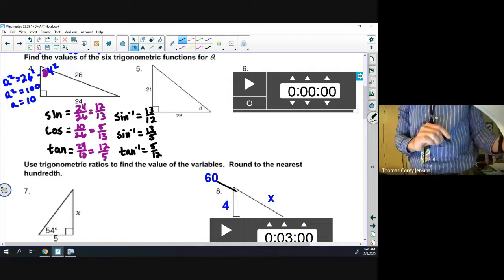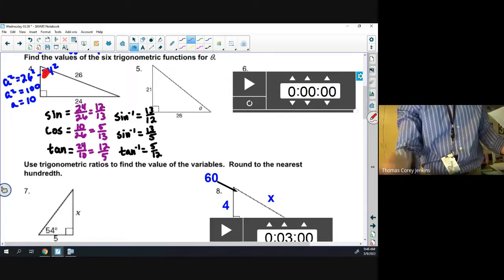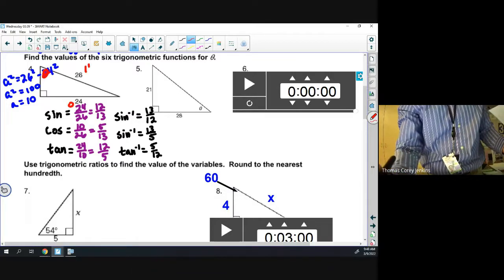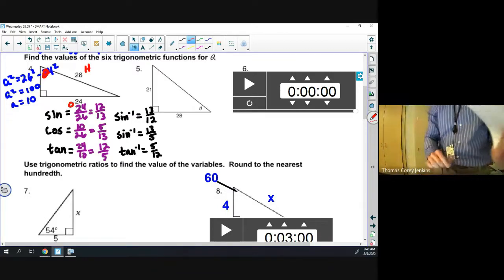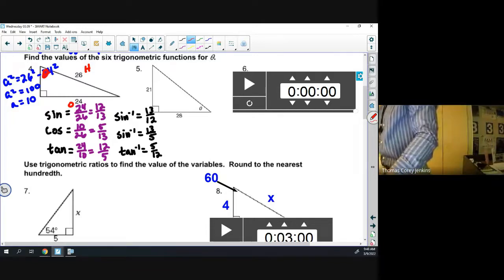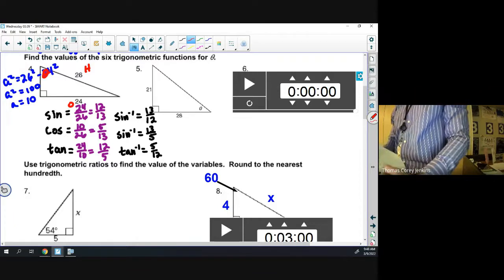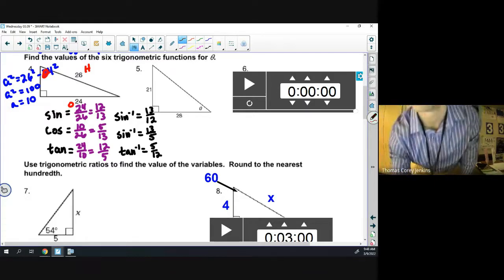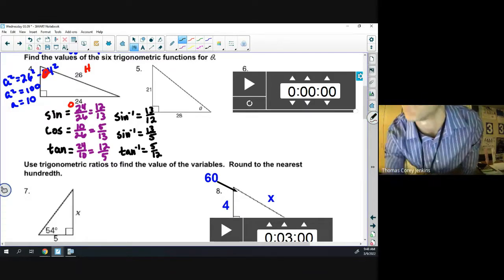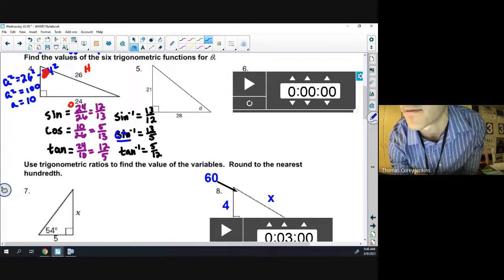No, it is 24 over 26, because this is theta up here, and we do opposite over hypotenuse. Okay? I wrote over it, so that might have been why you were confused there. Yes, you've had sine 2 times instead of sine once and cosine the other time. Oh yeah, thank you. So this one right here shouldn't be the inverse of sine. That should be the inverse of cosine.